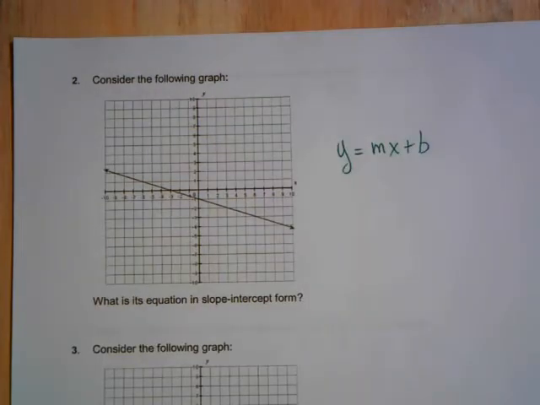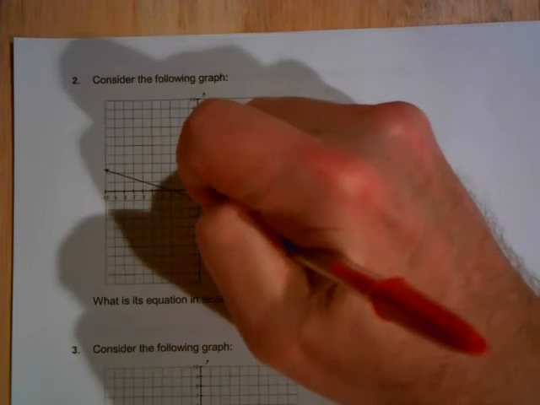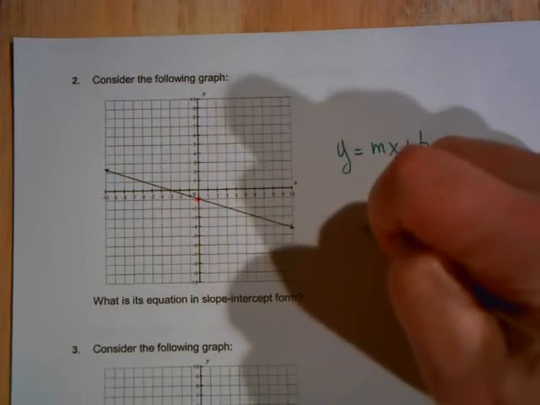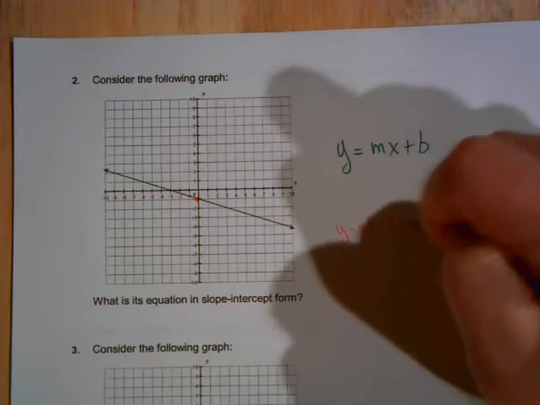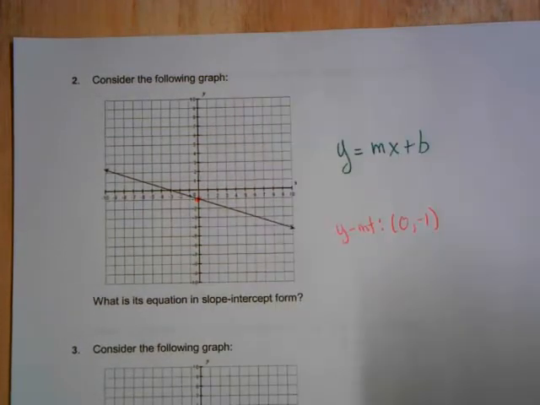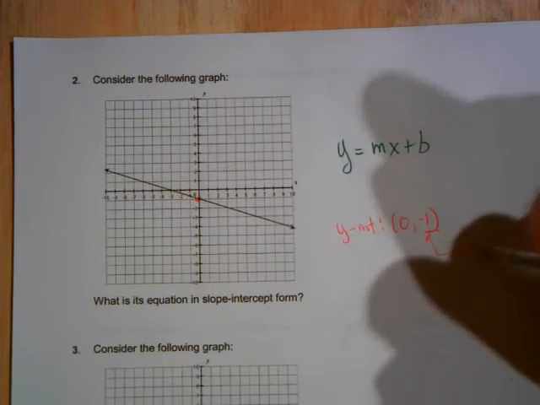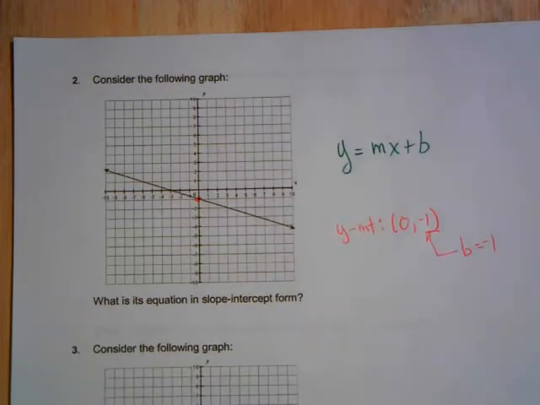We're going to write our answer in the form y equals mx plus b. So we're going to begin by finding our y-intercept. And I see my y-intercept is right here. My y-intercept is the point (0, -1). But remember that b comes from the y-intercept. So without doing really much work at all, I can immediately see that my b number is -1.